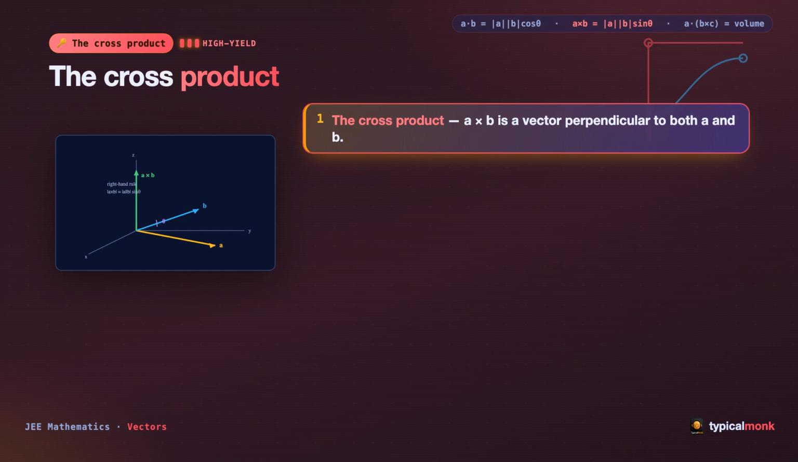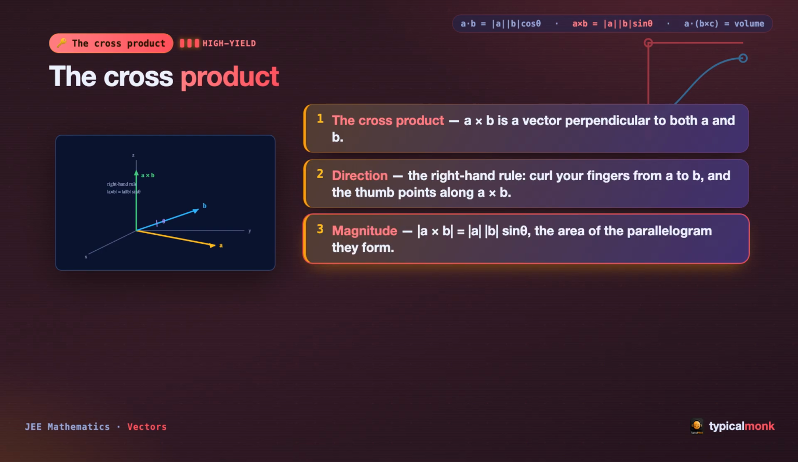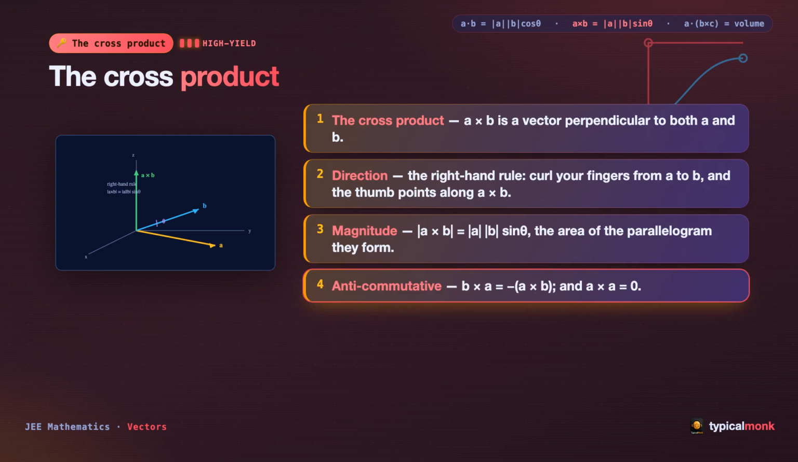Now look at the picture. The cross product in 3 dimensions. The cross product: a cross b is a vector perpendicular to both a and b. Direction: the right hand rule. Curl your fingers forward towards b and your thumb points along a cross b. Magnitude: the magnitude of a cross b equals the magnitude of a times the magnitude of b times sine theta, which is the area of the parallelogram they form. Anti-commutative: b cross a equals minus a cross b, and a cross a is 0.